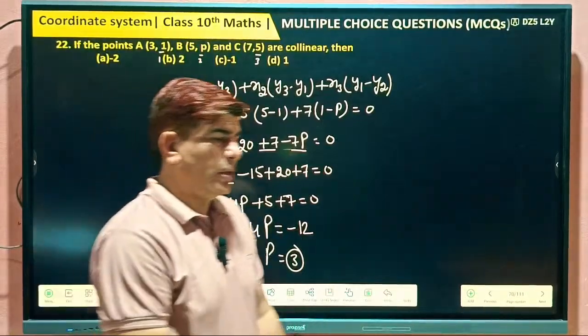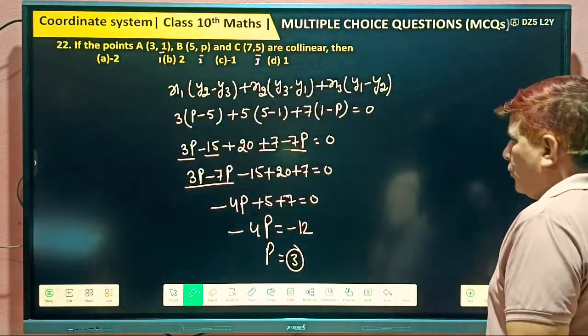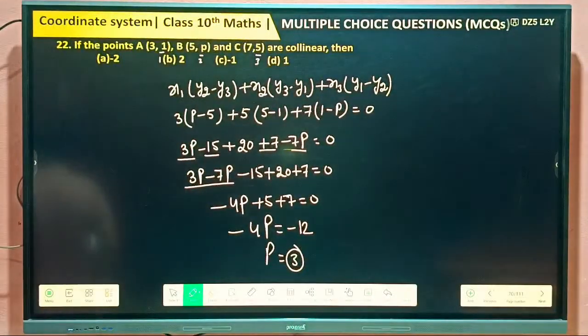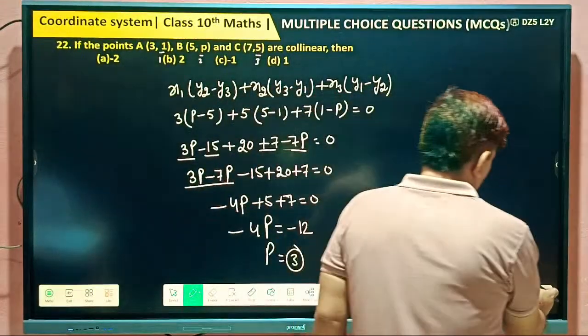Not given here. So it may be possible. So the way is this. How can we find out? The way is this. So just wait. So if there is any problem tomorrow, again I can repeat this.